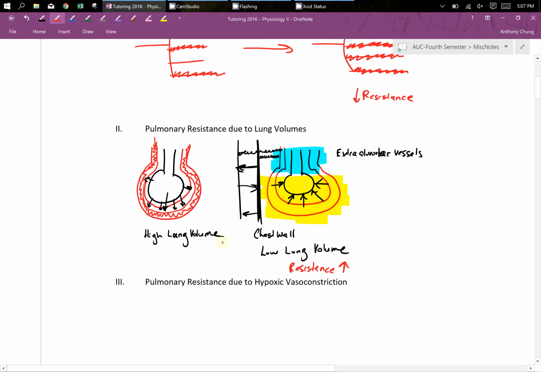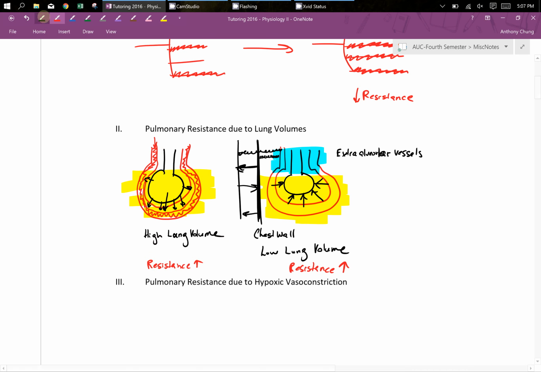High lung volume, what happens? Resistance increases again because of your alveolar vessels over here. So resistance increases. So the important thing to know is how they're going to show you this on a graph.